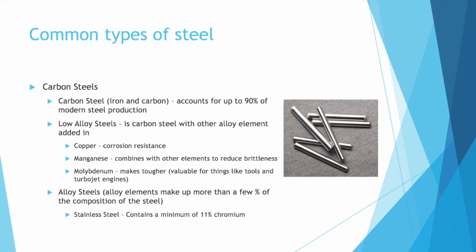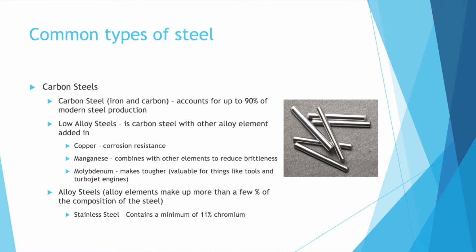Let's talk about some common types of steel. You have carbon steels. Carbon steel is iron and carbon. This accounts for up to 90% of most modern steels. That is just when it's basically iron and carbon, like I talked about before. You also have low alloy steels. That's when you have carbon steel, but with other alloy elements added in.